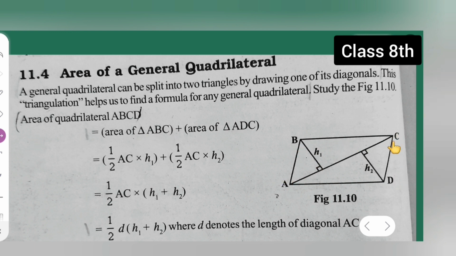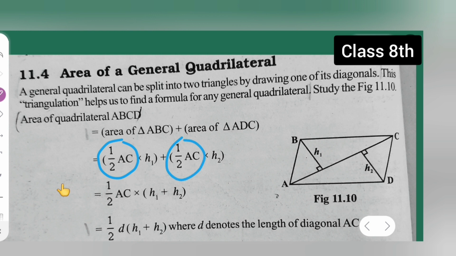So what is the area of the quadrilateral ABCD? Area of quadrilateral ABCD is equal to area of triangle ABC plus area of triangle ADC. Now let us see, area of triangle ABC is half into AC multiplied by height, plus area of ADC is what? Half into AC multiplied by H2, that is second height. So now this is height 1, height 2. Now half into AC, this is common, right?